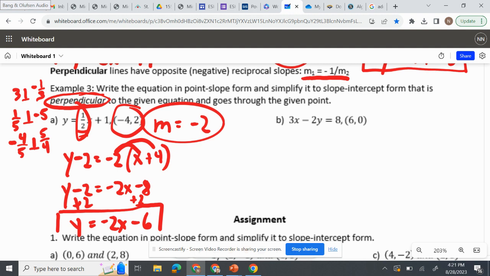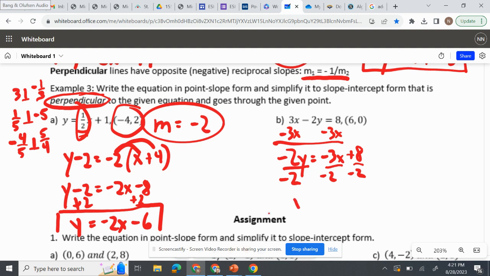Now for our last one. Once again, when we're looking at this, notice it's not in slope-intercept form. The y isn't by itself. So we first have to get the y by itself. So we're going to subtract the 3x. Then we get negative 2y equals negative 3x plus 8. We're going to divide it by negative 2. And we get y equals 3/2 x minus 4.